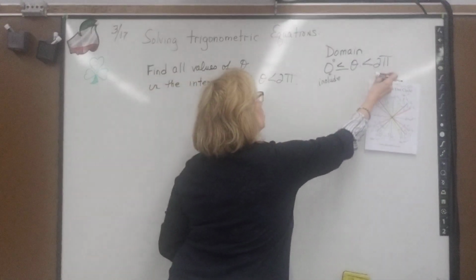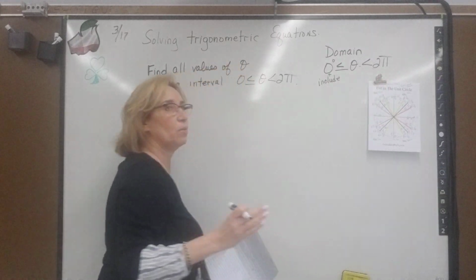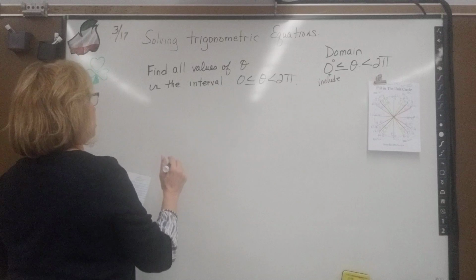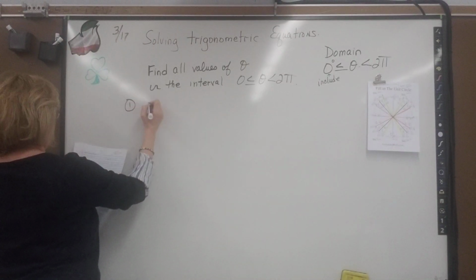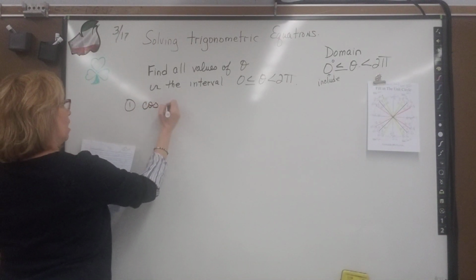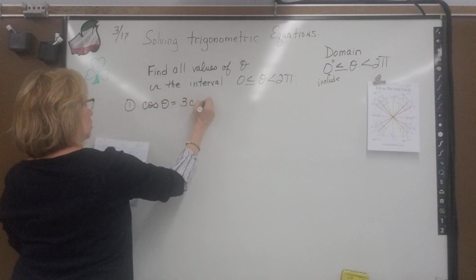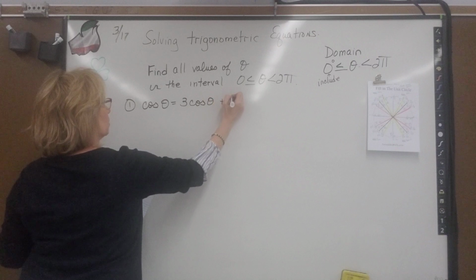Let me get my unit circle out of the way. Again, you might want to keep your index card handy right now. So number 1, cosine of theta equals 3 cosine theta plus 1.